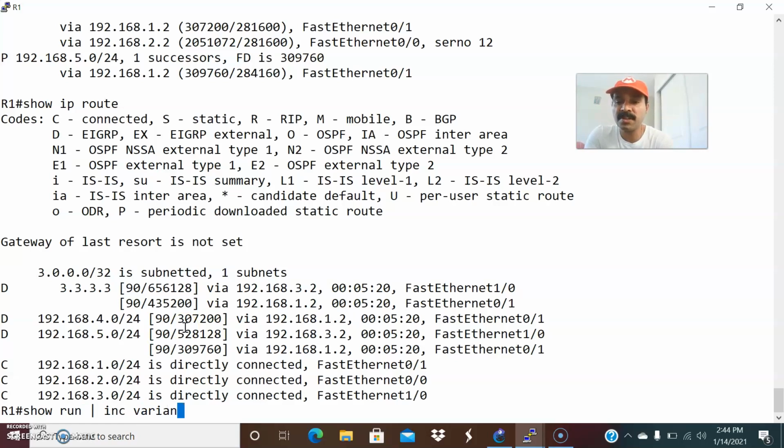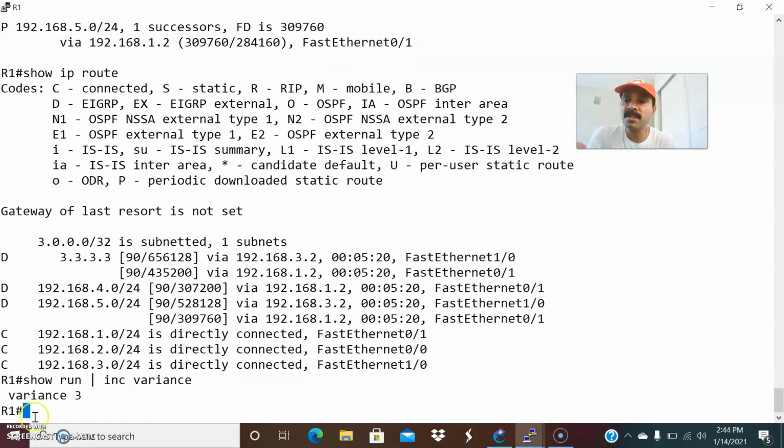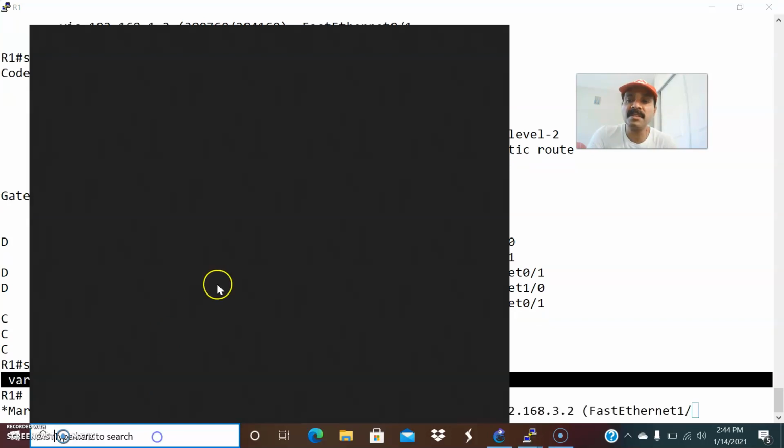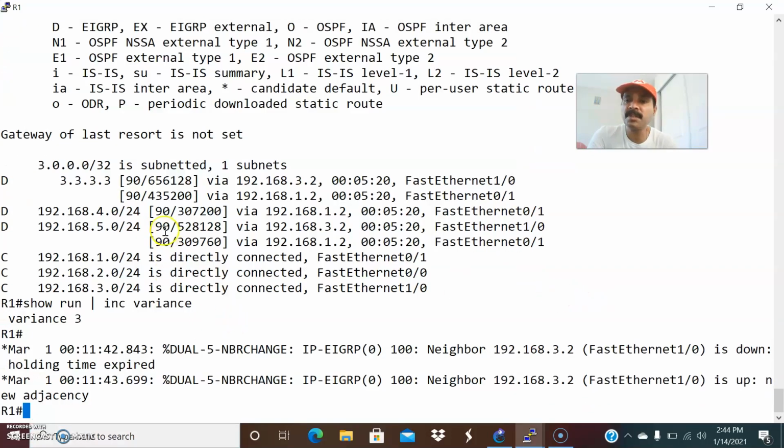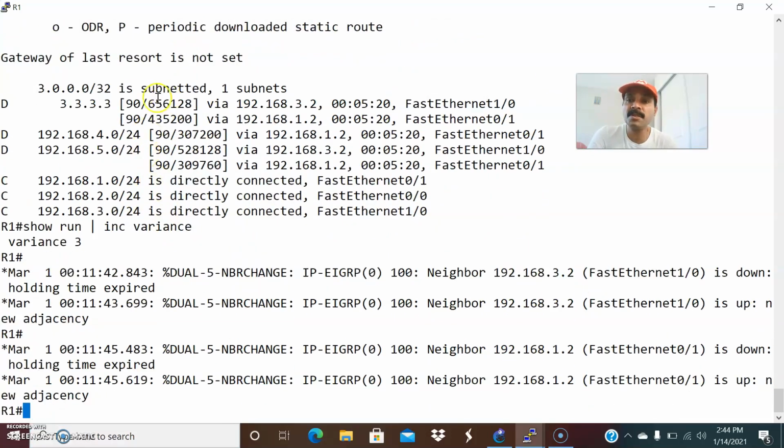So variance 1 is for equal cost load balancing. So here I defined the parameter as variance 3. That is the reason it is showing two unequal paths, right? So variance 1 is for equal cost balancing and 2 to 128 is for unequal load balancing.